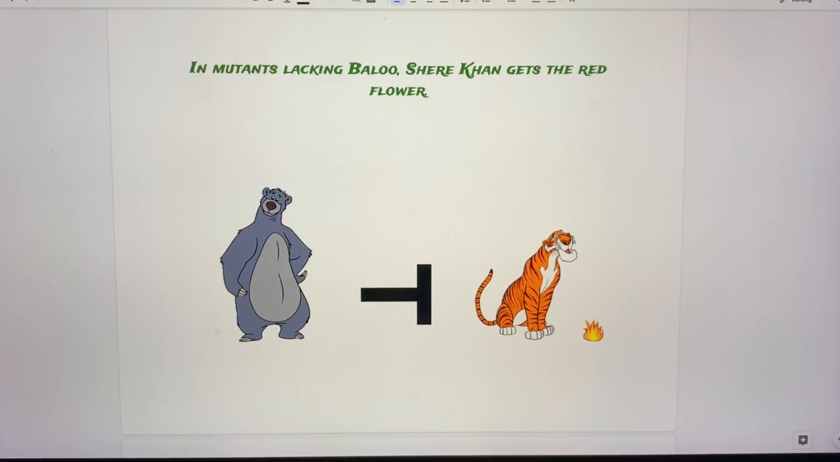In the second single mutant pathway, mutants lacking Baloo will allow Shere Khan to get the red flower. In this case, Baloo is a repressor. This means when Baloo is present in the Shere Khan gene, Shere Khan will not get the red flower, which is why he gets the red flower in this example.